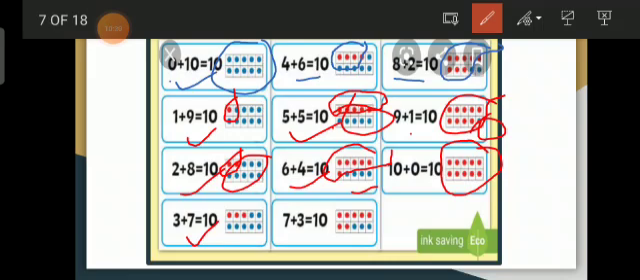3 plus 7. Here are 3 red and the 7 blue circles. So 3 plus 7 gives us the answer 10. Very good. Now here, count how many red and how many blue are there. Yes, there are 7 red and 3 blue circles. So 7 plus 3 gives us altogether the answer 10.